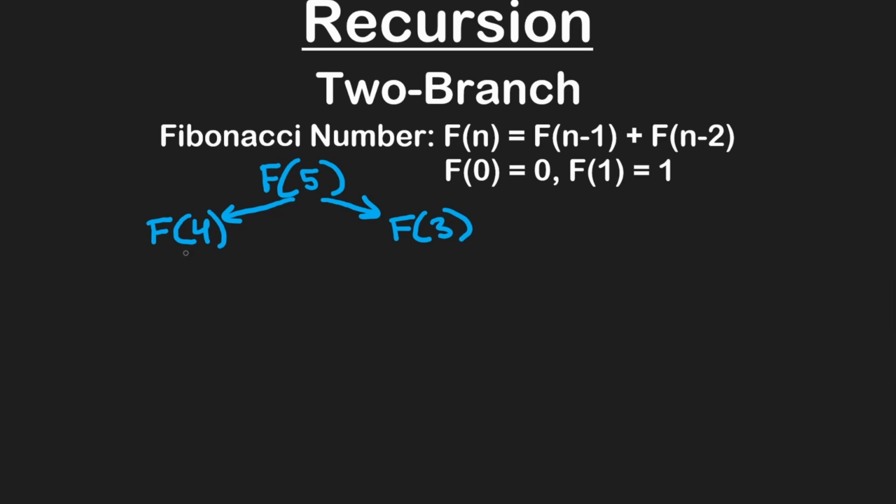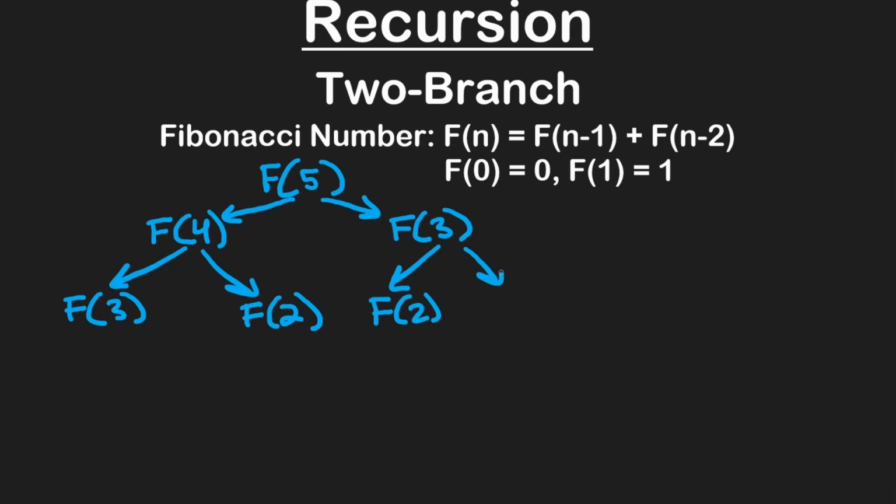So let's continue down the left path. This can also be broken up into a couple sub-problems. Again, n-1 and n-2. So n-1 would be 3, n-2 would be the second Fibonacci number. For this, it's going to be n-1, which is the second Fibonacci number, and n-2, which is the first Fibonacci number. Now let's continue to draw this out.